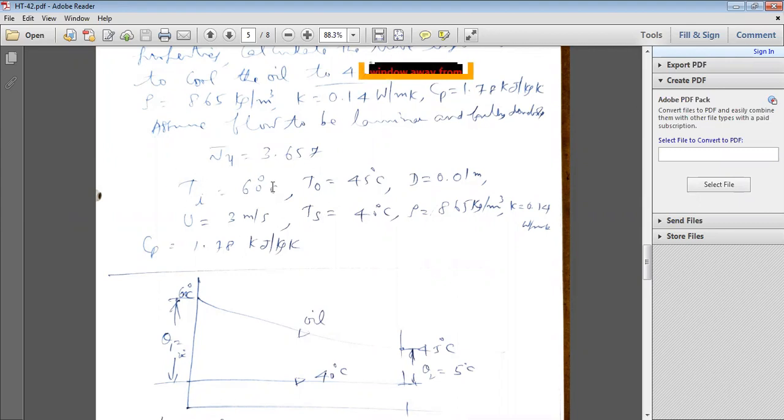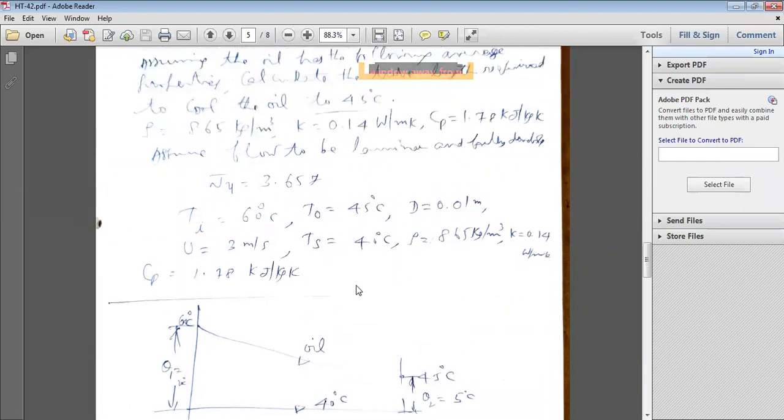3.657. Initial temperature of the oil 60 degrees. Outlet temperature of the oil 45 degrees. Diameter of the tube 0.01 meters. Velocity of the oil 3 meters per second. Surface temperature of the wall 40 degrees centigrade. Density 865 kg per meter cube. Thermal conductivity 0.14 watt per meter Kelvin. And specific heat of the oil 1.78 kilojoules.